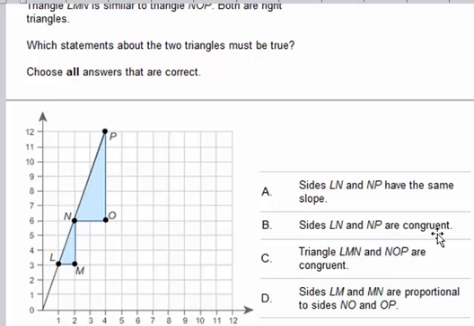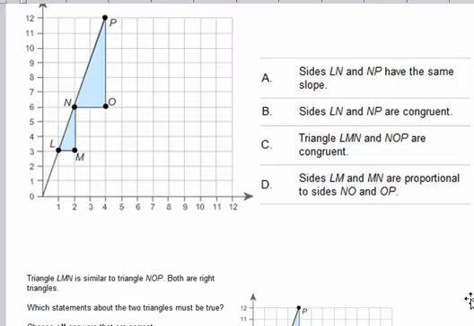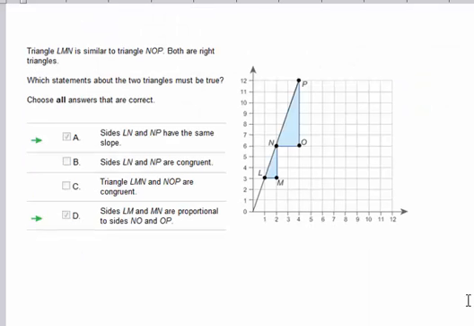They are not congruent, however, because they are not side by side. So then triangles LMN and NOP are congruent, and once again, that is also not the case here. But if you look at sides LM and MN are proportional to the sides NO and OP. So we're saying that this is going to be the same ratio as this one here, and that this one here is the same ratio as this one here, which it is. So our answers are both A and D.